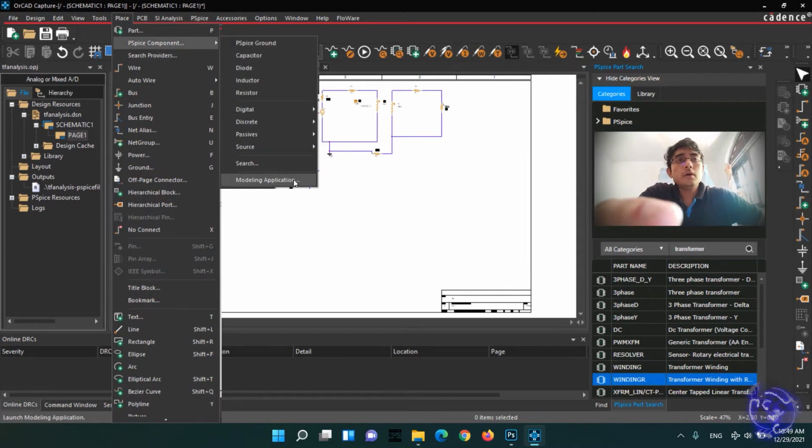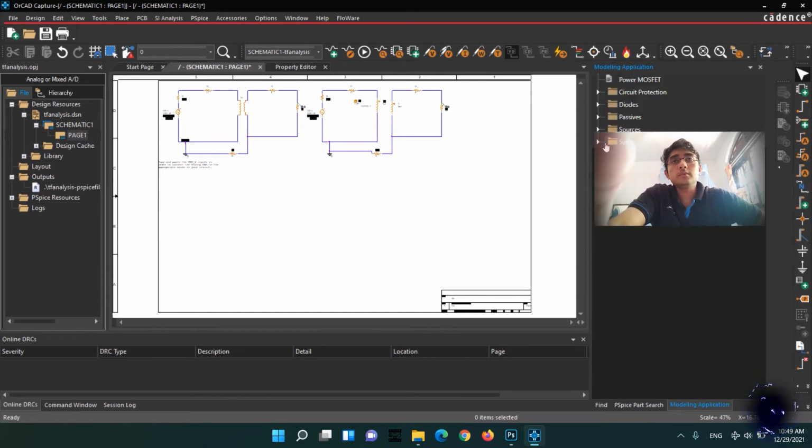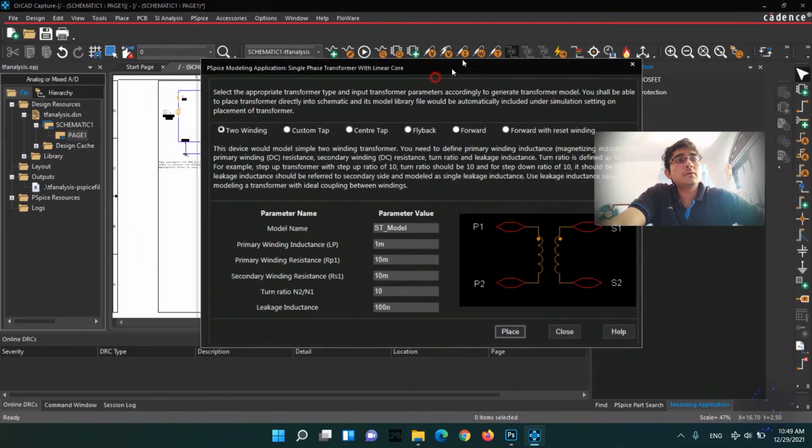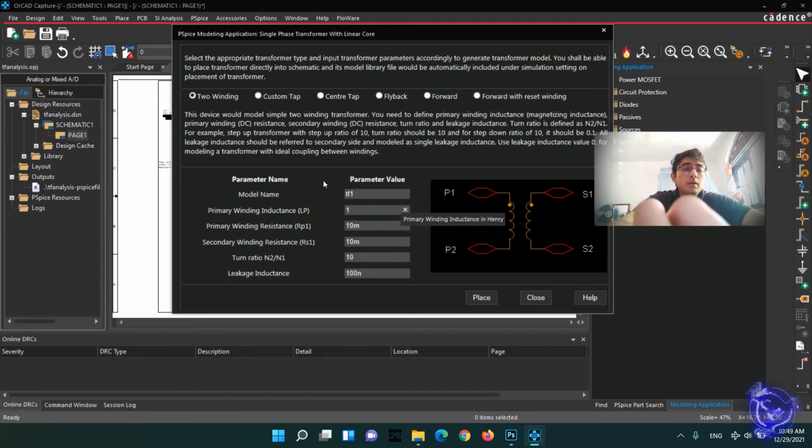If I want to model my own transformer, what I can do is place the PSPICE component modeling application system modules. I can build my own transformer with my own parameters right here. By using this interface, I can generate my own transformer. I can give some model name, primary winding inductance. The same inductance I am interested to give: 1 millihenry.